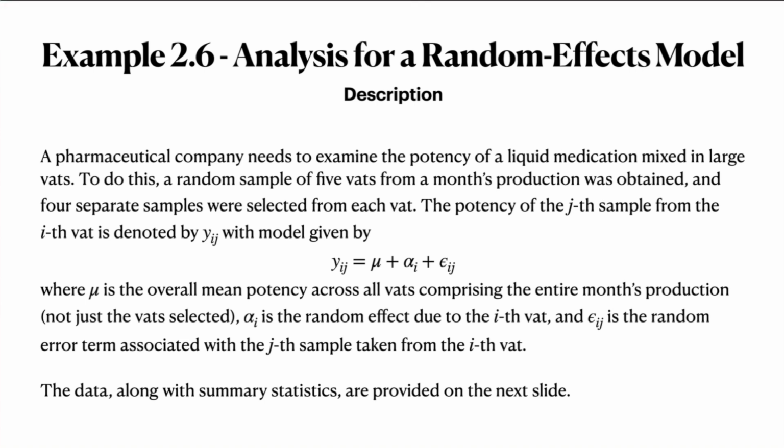Y sub ij equal to mu plus alpha sub i plus epsilon sub ij, where mu is the overall mean potency across all vats comprising the entire month's production, not just the vats selected. Alpha sub i is a random variable or a random effect due to the ith vat, and epsilon sub ij is the random error term associated with the jth sample taken from the ith vat. The data, along with summary statistics, are provided on the next slide.